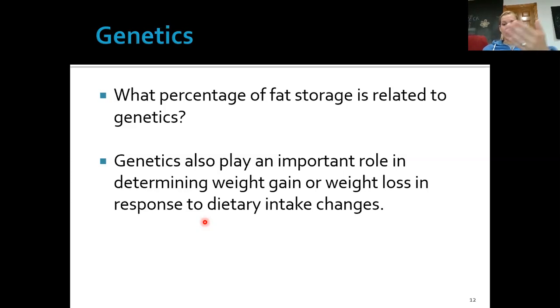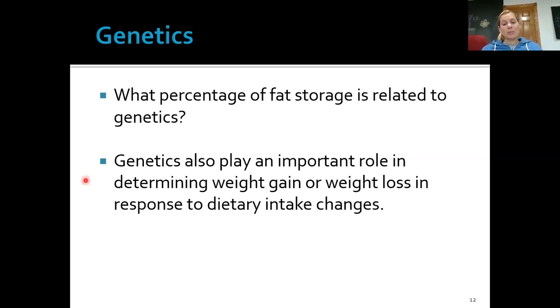So not only am I getting those genes from my parents, but I'm also learning habits from them as well. So it's hard for us to differentiate between what is nature and what is nurture, right? What am I getting genetically versus what am I learning from the activities or from the behavior that is modeled from our parents or whoever, family members around us.